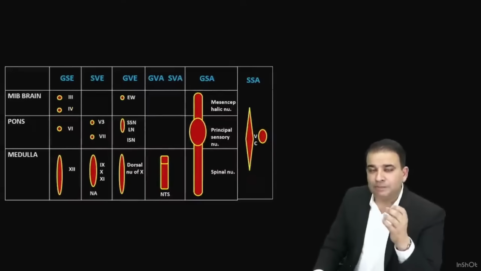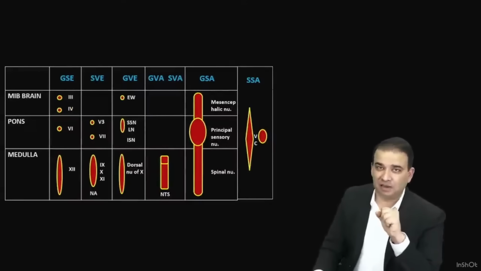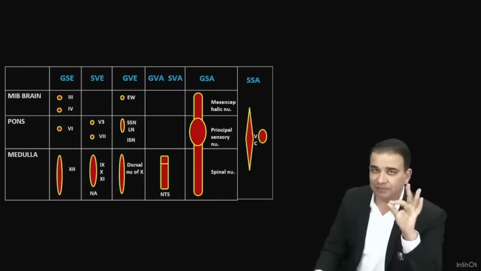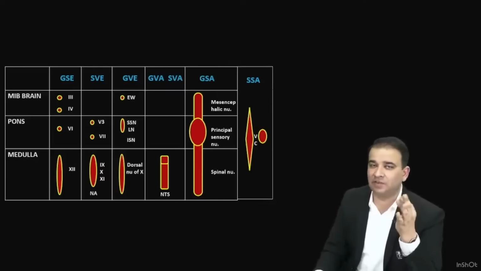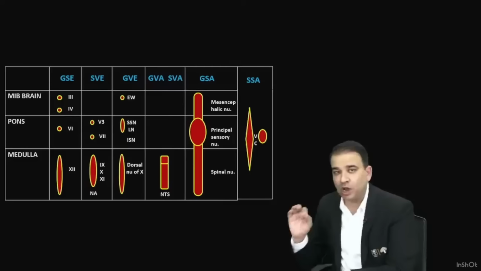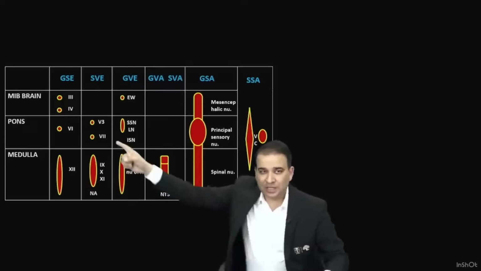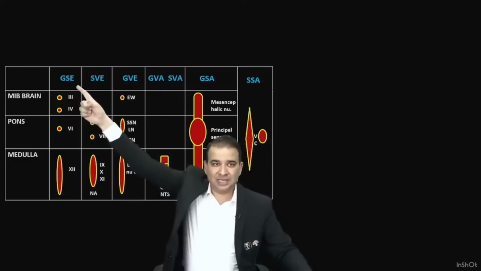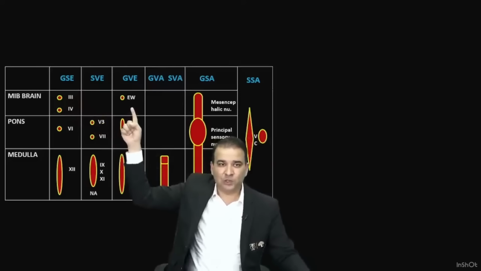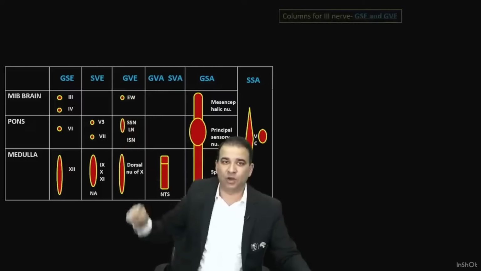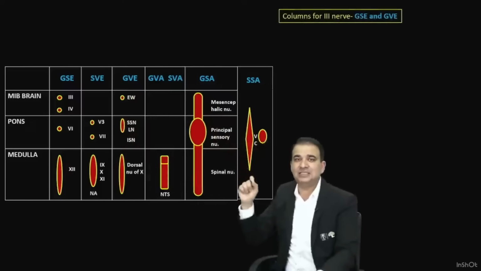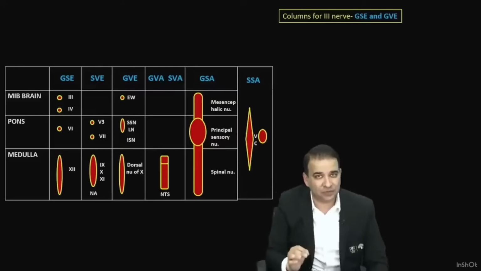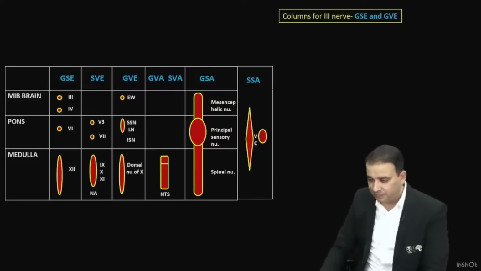Now first of all, the nerves which are important to remember are the parasympathetic cranial nerves: 3, 7, 9, 10. We know the third nerve, 7th nerve, 9th nerve, 10th nerve are parasympathetic. Now what are the two columns for the third nerve, guys? You can see that is the nucleus for the third nerve. So one column is GSE, and Edinger-Westphal is also the nucleus for the third nerve. So GVE is also a column. Guys, the columns for the third nerve are GSE and GVE, general somatic efferent and general visceral efferent.